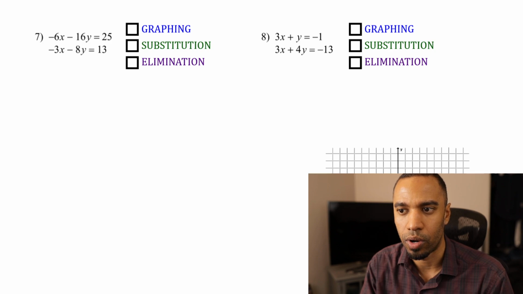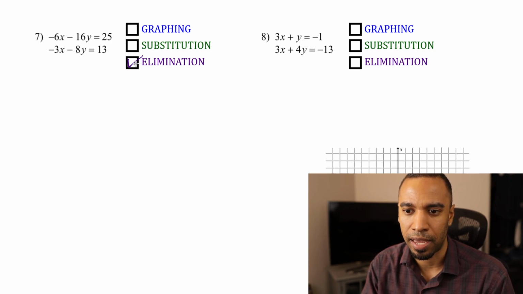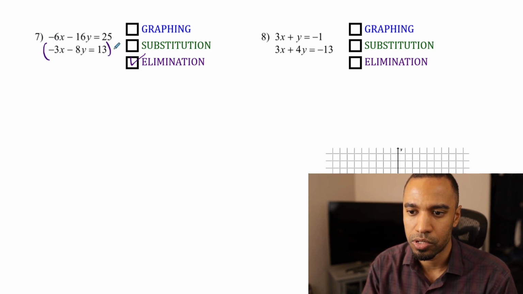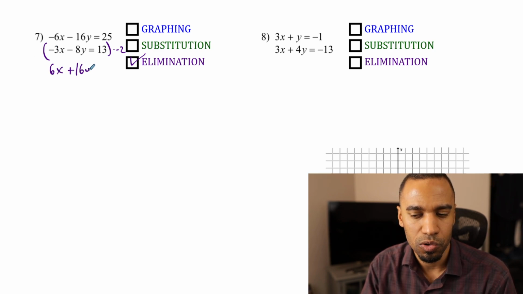Now, this one's an interesting one if you kind of take a look here. You make the conscious decision, do I want to eliminate x or y? And I think because both signs are negative here, I'd probably deal with the smaller numbers if I can, and I'd say let's eliminate x. But I don't know if you noticed here, as I multiply by negative 2, what's going to happen is I'm going to get a positive 6x, and I'm going to get a positive 16y. Negative 8 times negative 2 is positive 16y there, negative 26.